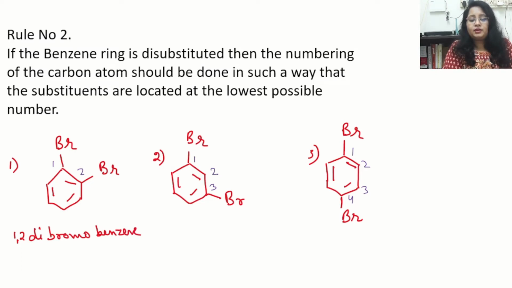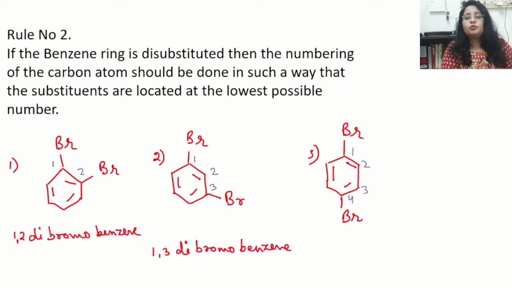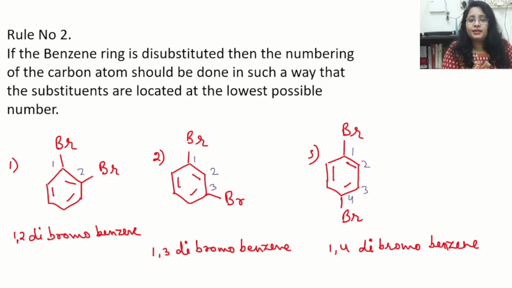Let's have a look at the second one. It has substituents on 1 and 3. So we will write 1, 3, again di, then bromo, benzene. The third example has the bromo group on carbon 1 and 4. So we will mention 1, 4. Then because there are two bromo groups, we will write di, then bromo and benzene. So this we can write easily.